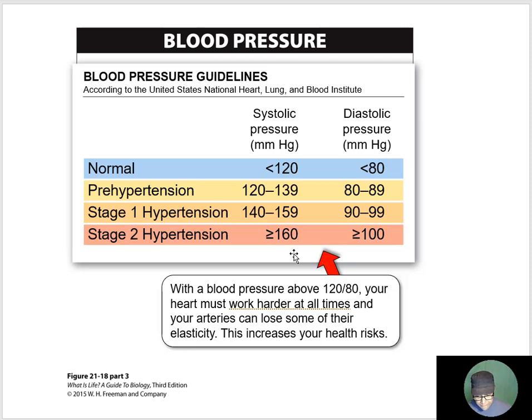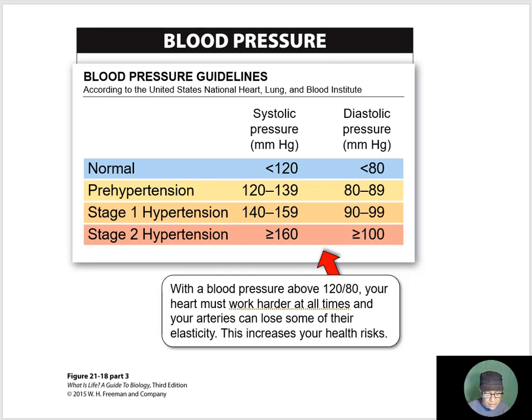So with a blood pressure that is in a systolic range above 120/80, your heart has to work harder at all times. Remember, to get through that really tight vasculature, right? That small diameter. It's pushing against that pressure and it's making your heart work harder with every beat. And then your arteries can start to lose some of their elasticity, right? And all of this can increase your health risk.